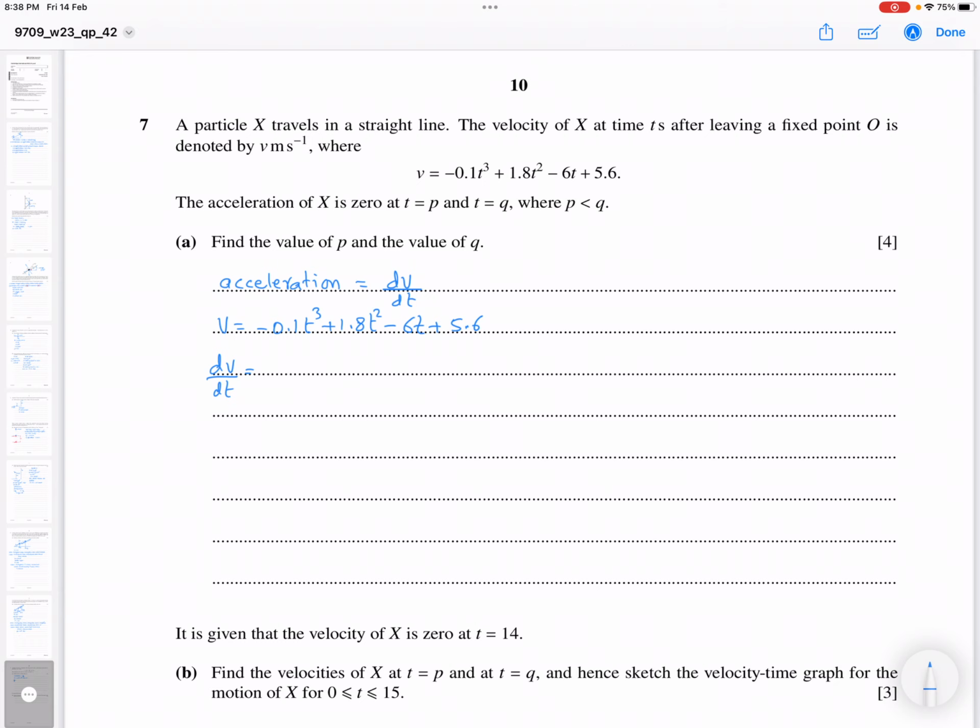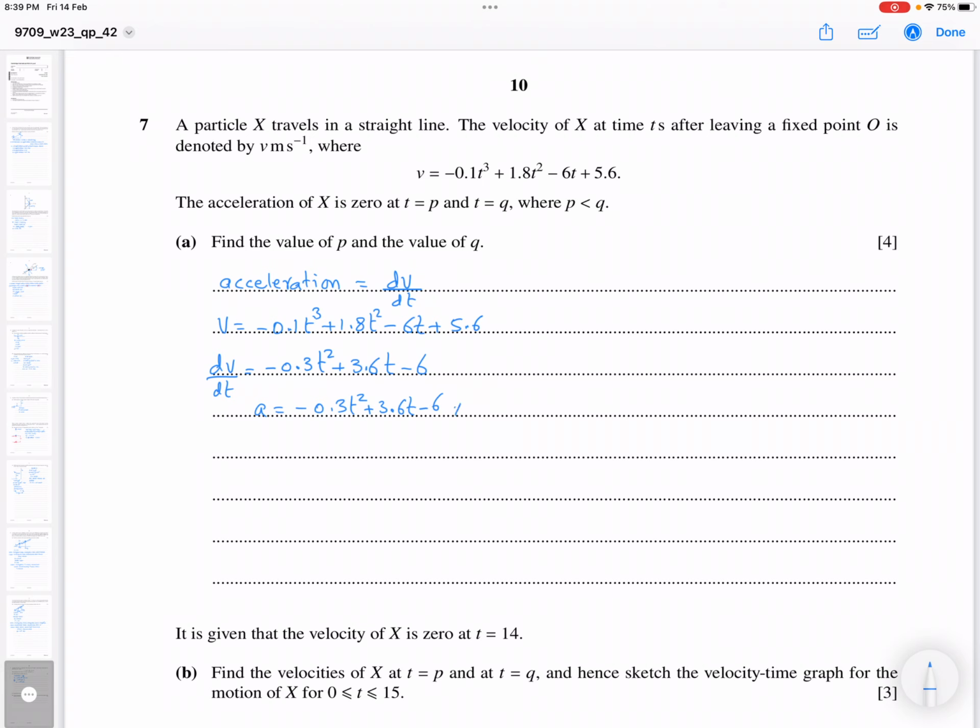So this is minus, when 3 comes down and multiply by 0.1, so you get minus 0.3 t square, because we bring down the power and we subtract 1 from the power, plus bring down 2 and it multiplies with 1.8, so you get 3.6 t, and 1 minus from 2 you get 1, minus the derivative of 6t, and the derivative of 5.6 is 0. So you get the acceleration equation, which is minus 0.3 t square plus 3.6 t minus 6.